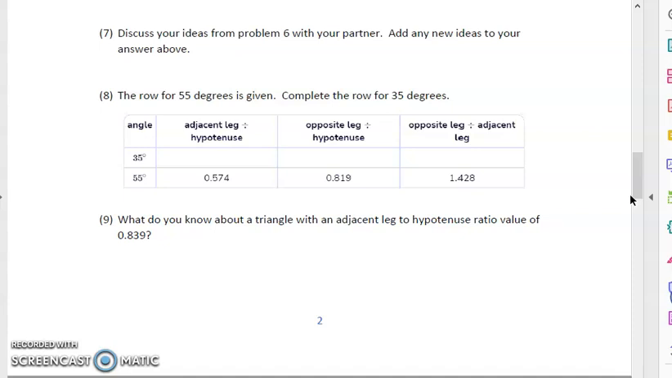So whatever problems you completed incorrectly, please go through your handout and make any corrections. So let's start with the table for this activity.